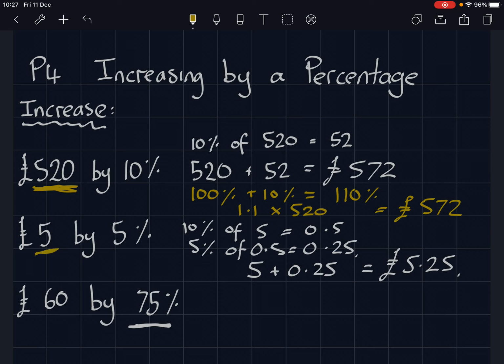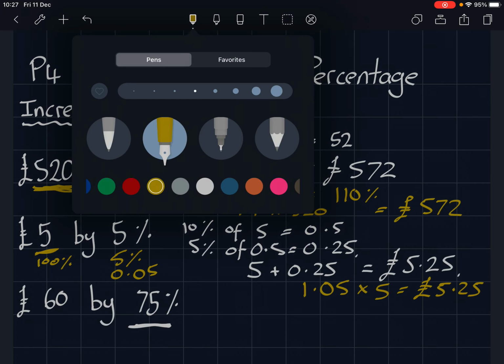And again, we could use a decimal multiplier. This time we've got the 100% and we've got 5%. And we have to be careful with the 5% because 5% is 0.05. So the decimal multiplier for this example will be 1.05, 105% times our amount, and that will give us the same answer. Let's look at the last question.